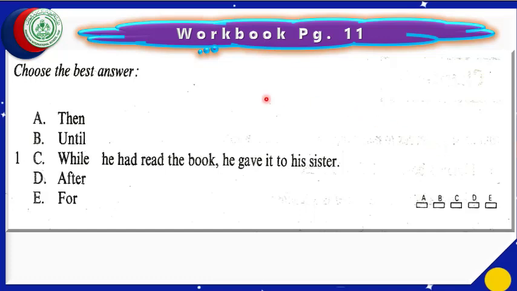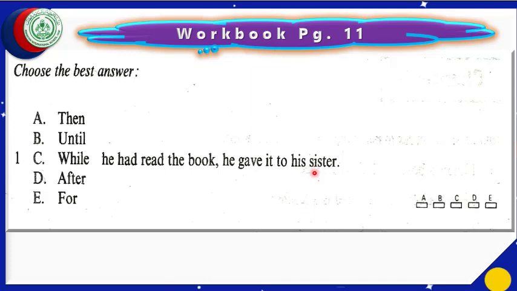In this part, it is written, he had read the book, he gave it to his sister. We have to select the first word in this sentence. We have to complete it. Let us check all these. Then he had read the book, he gave it to his sister.